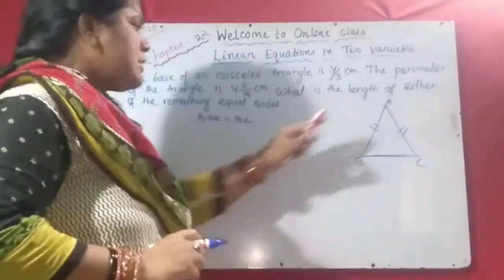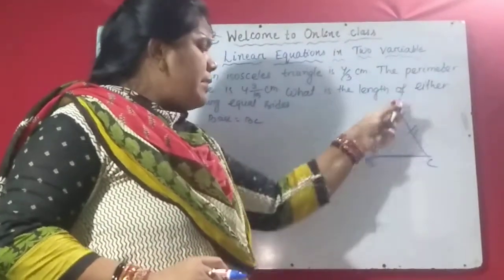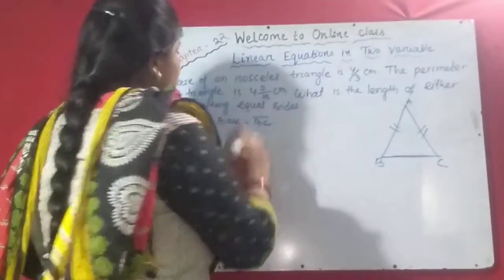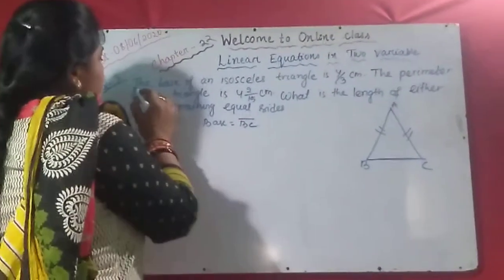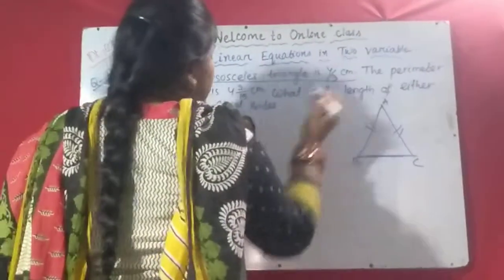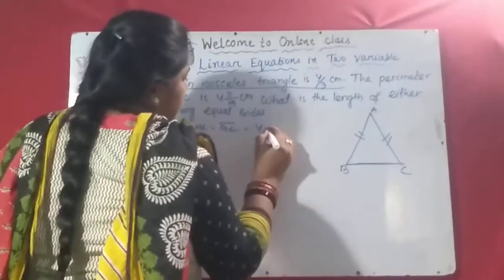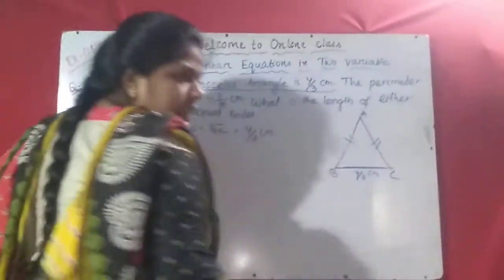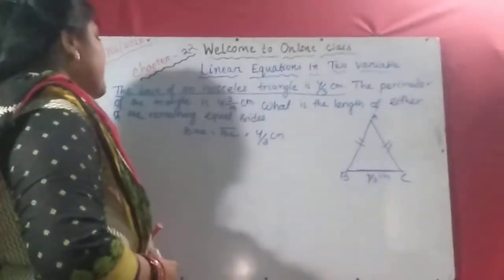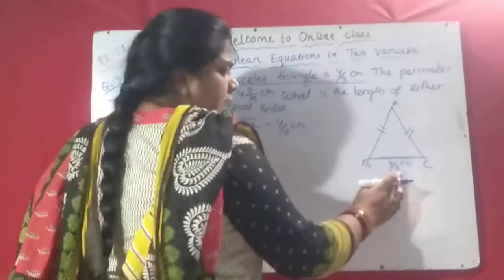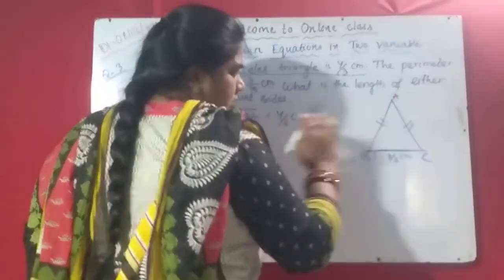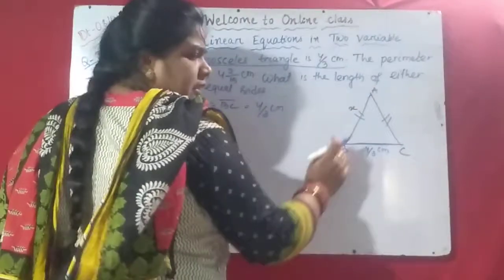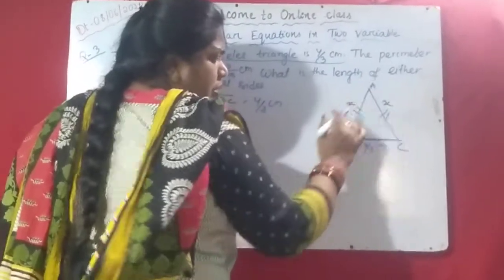So ABC is an isosceles triangle where AB equals AC and the base is BC. The base of an isosceles triangle is 4 by 3 cm, that is BC equals 4 by 3 cm. The perimeter of the triangle is given. AB equals AC is given, but the length is not given, so let us take x. If AB equals x, AC is also x because AB equals AC.